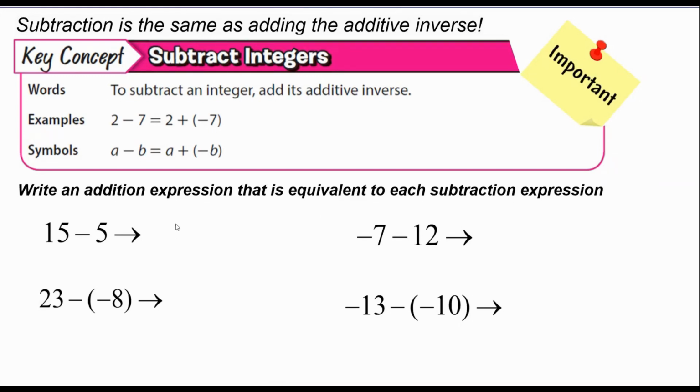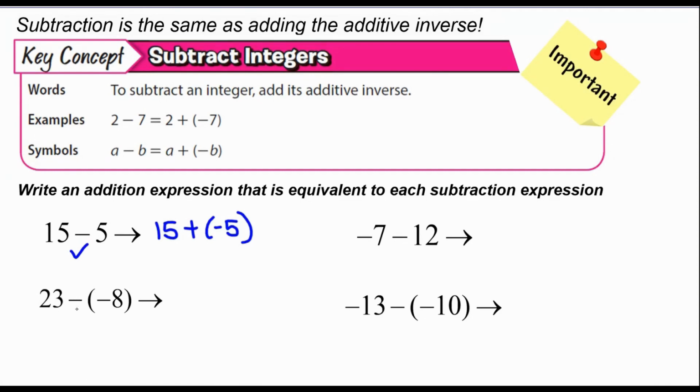If we modeled that on the number line, what would that look like as addition? Well, that would be 15 plus negative 5. These would be equivalent. Now, which one of these is easier to do? I would say the subtraction one's easier to do, but we can write them both ways.